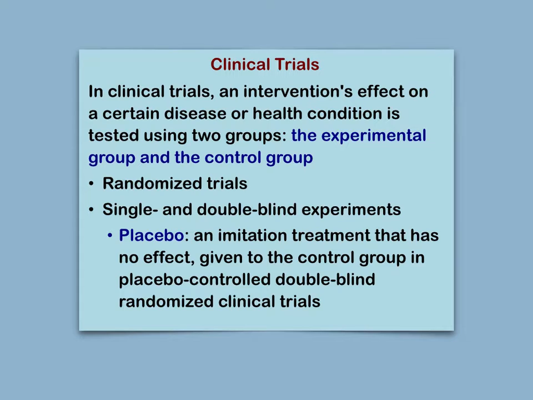Let's move down here and then we explain it further. And then we have randomized trials, as well as single or double-blind experiments. Double-blind experiments involve two groups, A and B, that have completely no knowledge of which group is the experimental group or which group is being used as control.